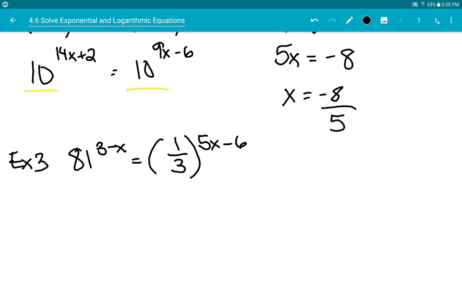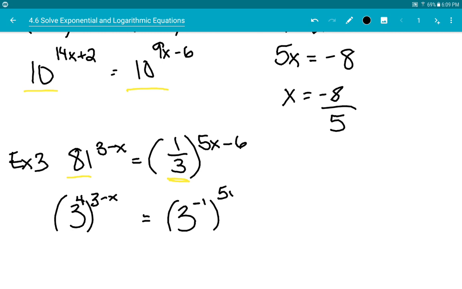Now, if you're thinking 3, you're doing very well because 3 is the one we want to use here. Okay, now while we're writing this 3 base, let's think of what powers are going to give us the expressions we have above, right? So we're trying to get 81 using a base of 3, and we're trying to get 1/3 using a base of 3. So 3 to the 4th power gives us 81, and that's still raised to the 3 minus x power. And 3 to the negative 1 power is going to give us 1/3, and that's still 5x minus 6 as an exponent.